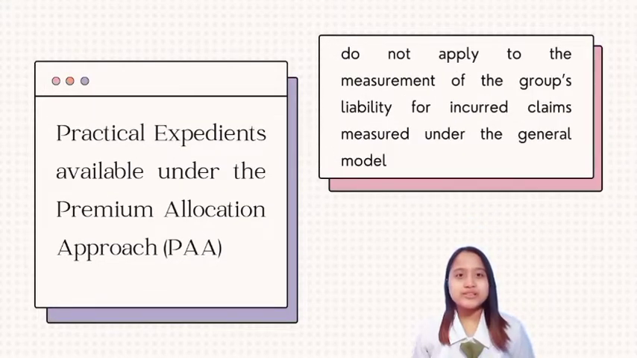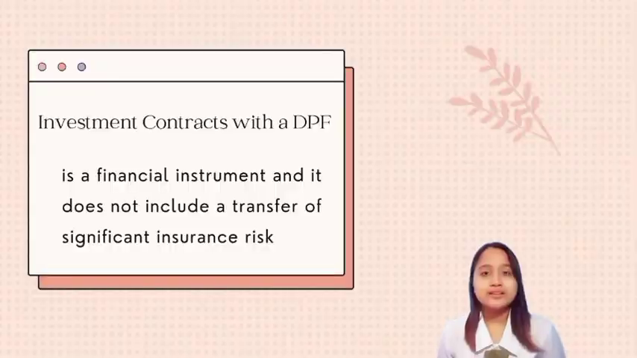Yung simplifications na nag-arise sa premium allocation approach ay hindi na-apply sa measurement ng group's liability for incurred claims measured under the general model. However, there is no need to discount those cash flows if yung balance is expected to be paid or received in 1 year or less from the date the claims are incurred.